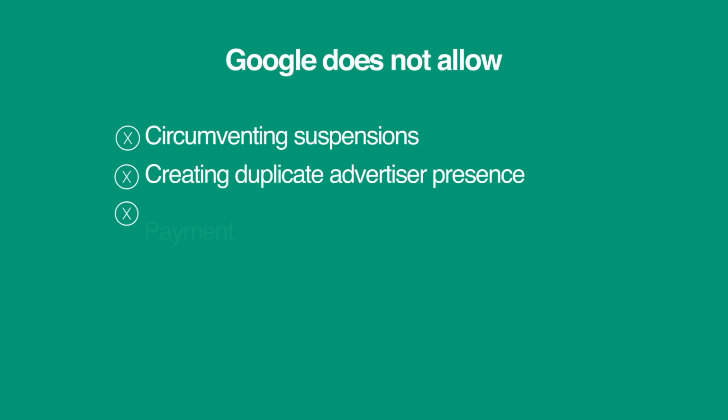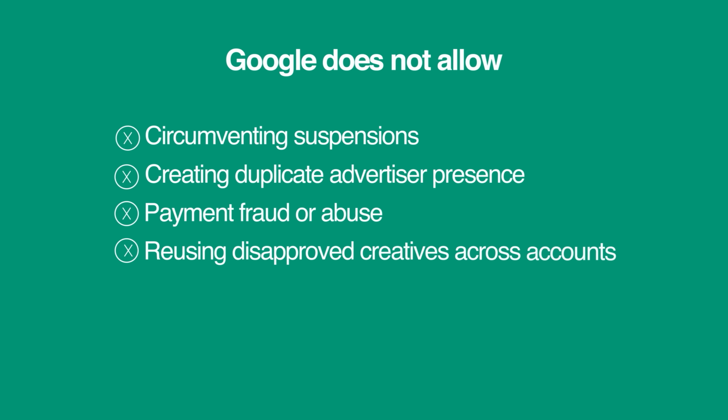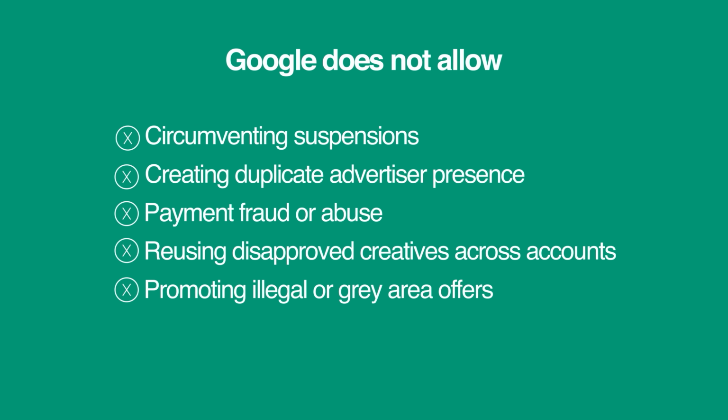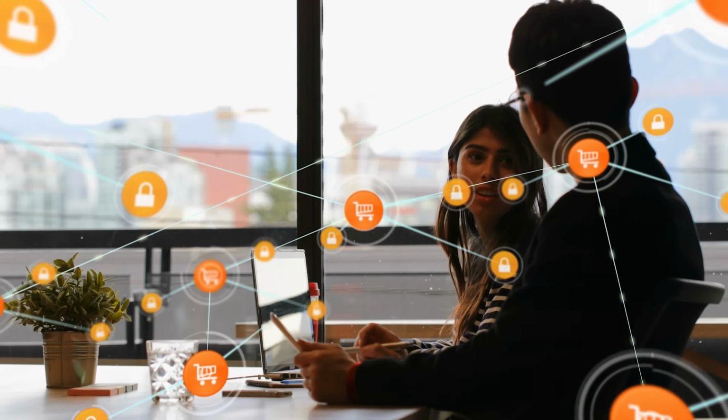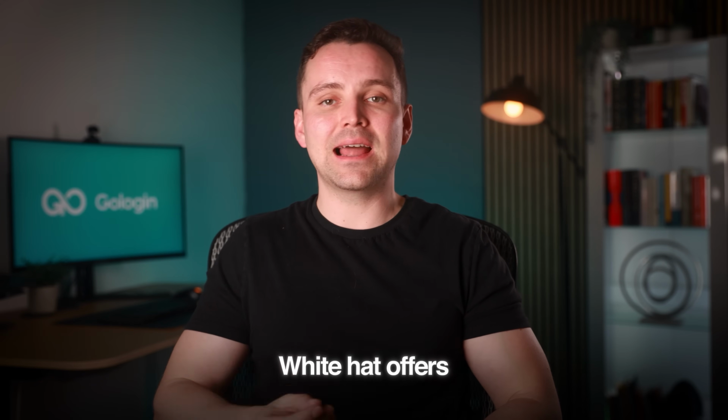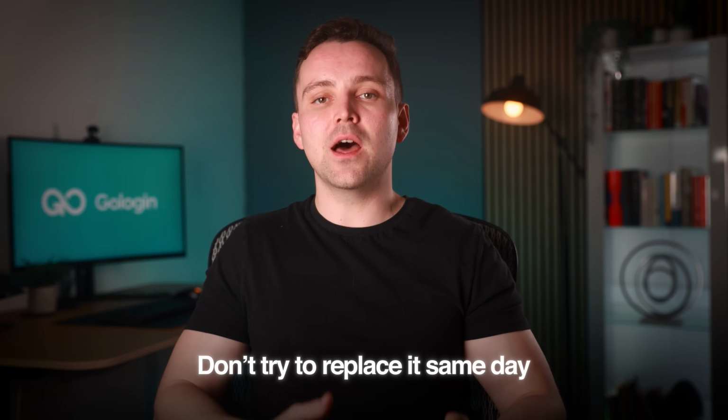Now, Google does not allow circumventing suspensions, creating duplicate advertiser presence, payment fraud or abuse, reusing disapproved creatives across accounts, promoting illegal or grey area offers. This last one applies specifically for affiliate marketers because many of them fall into the grey and black hat offer trap. We recommend to only go for white hat offers and check with platform rules before testing this or that offer. Now, even if one of your accounts gets suspended or policy violation, don't try to replace it same day. Opening another without fixing the root issue usually makes things worse.